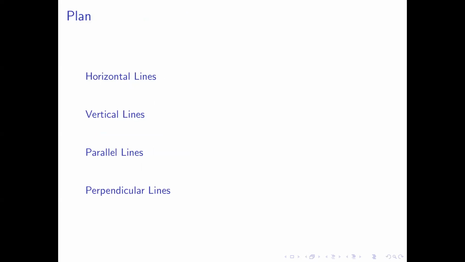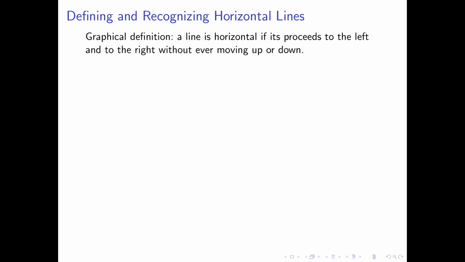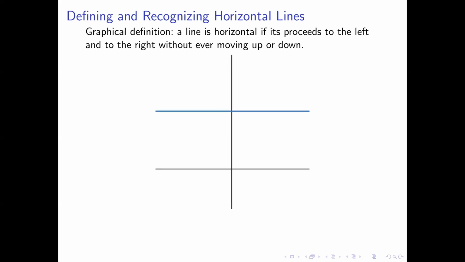So we'll tackle each of those four properties in turn, beginning with horizontal lines. Let's start by defining what a horizontal line is and seeing how to recognize one. We'll again begin with a graphical definition. We'll say that a line is horizontal if it proceeds to the left and to the right without ever moving up or down. So here's a little illustration. The blue line that you see here is a horizontal line. Notice that it only goes left and right. It doesn't move up or down at all.